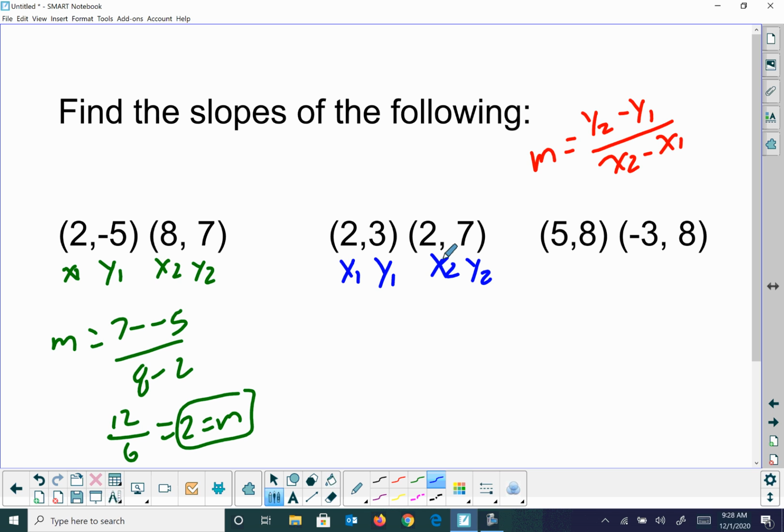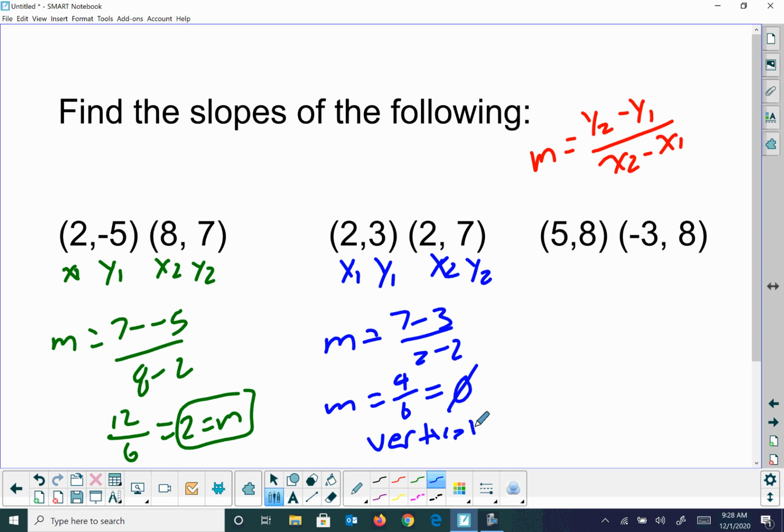So again, label the points. And I always go in order. You could have flip-flopped the x2s and y2s. Could have had it over here and had this as x1s, y1s. No reason to. 7 minus 3, 2 minus 2. Ooh, we get a 0 on the bottom. What does a 0 on the bottom do? Makes it undefined. So that would have been a vertical line.